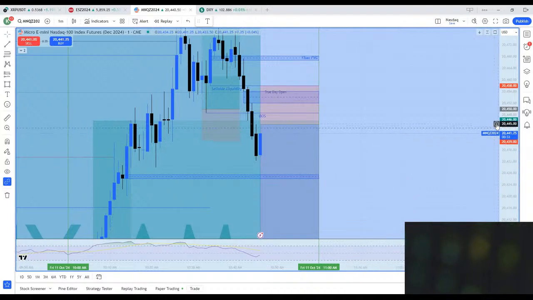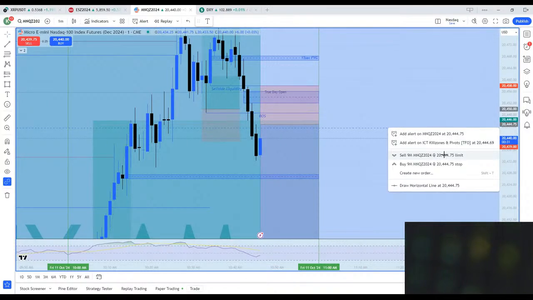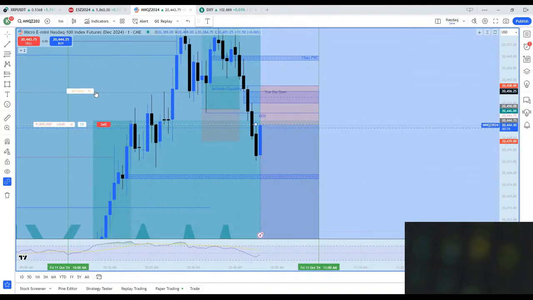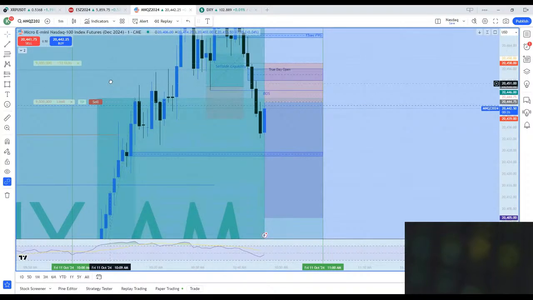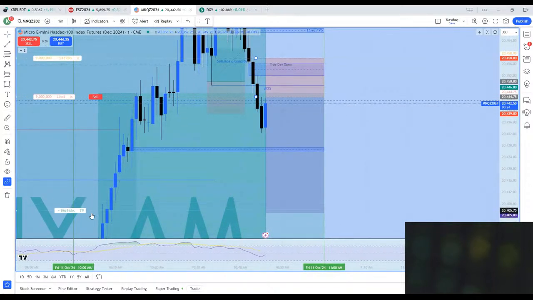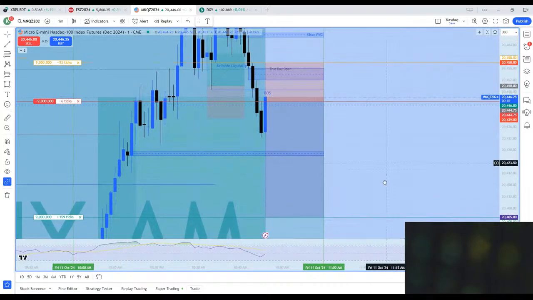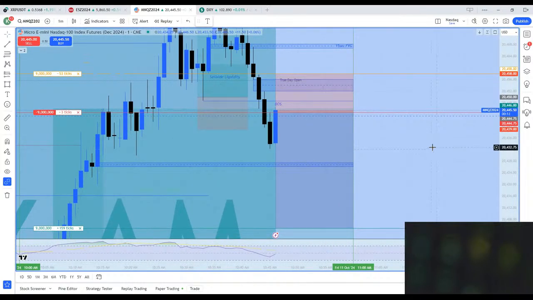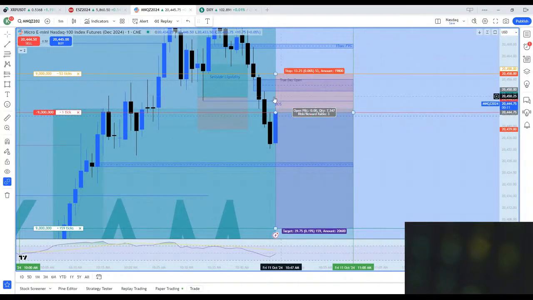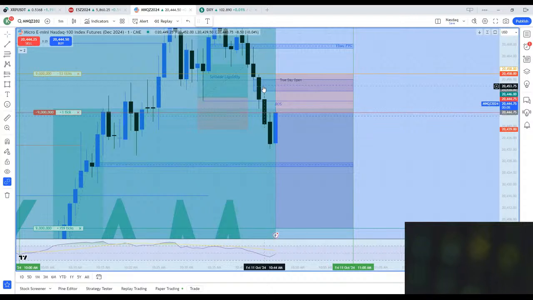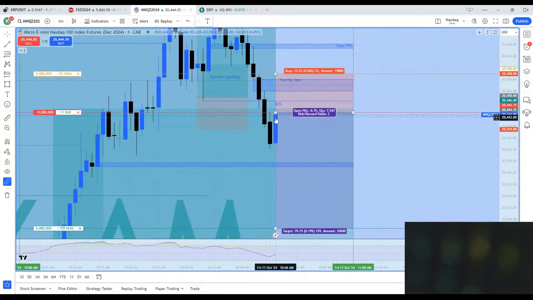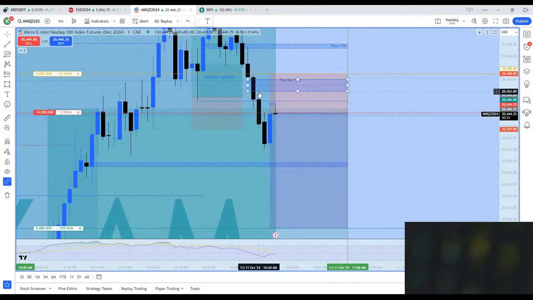In fact, I'll go ahead and take it on the demo. All right, so price tapped in. Like I said, it can potentially come up here and wick up there, but I don't want to see a body close inside of here. I would just like to see a wick if it did go that high. I really don't want it to go above here.